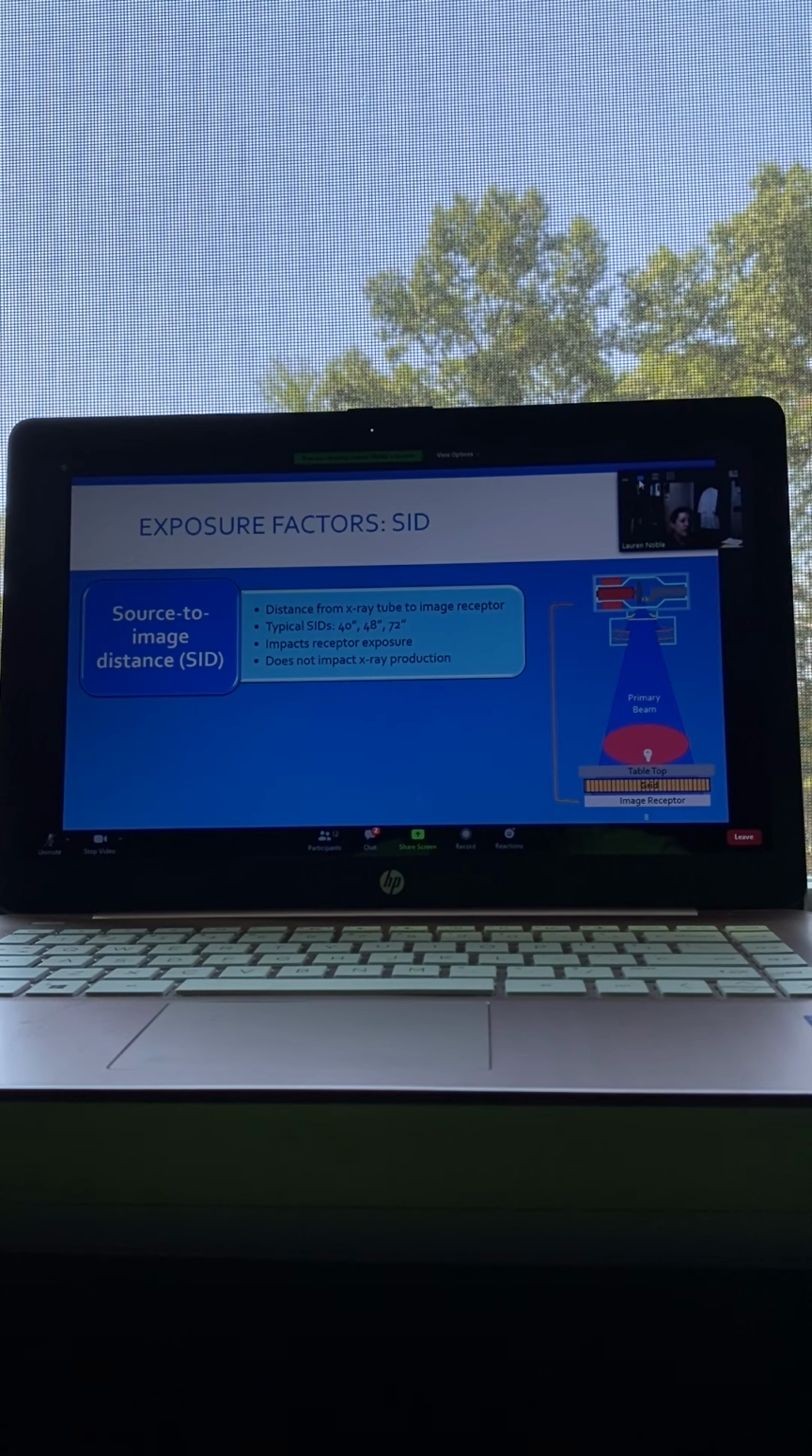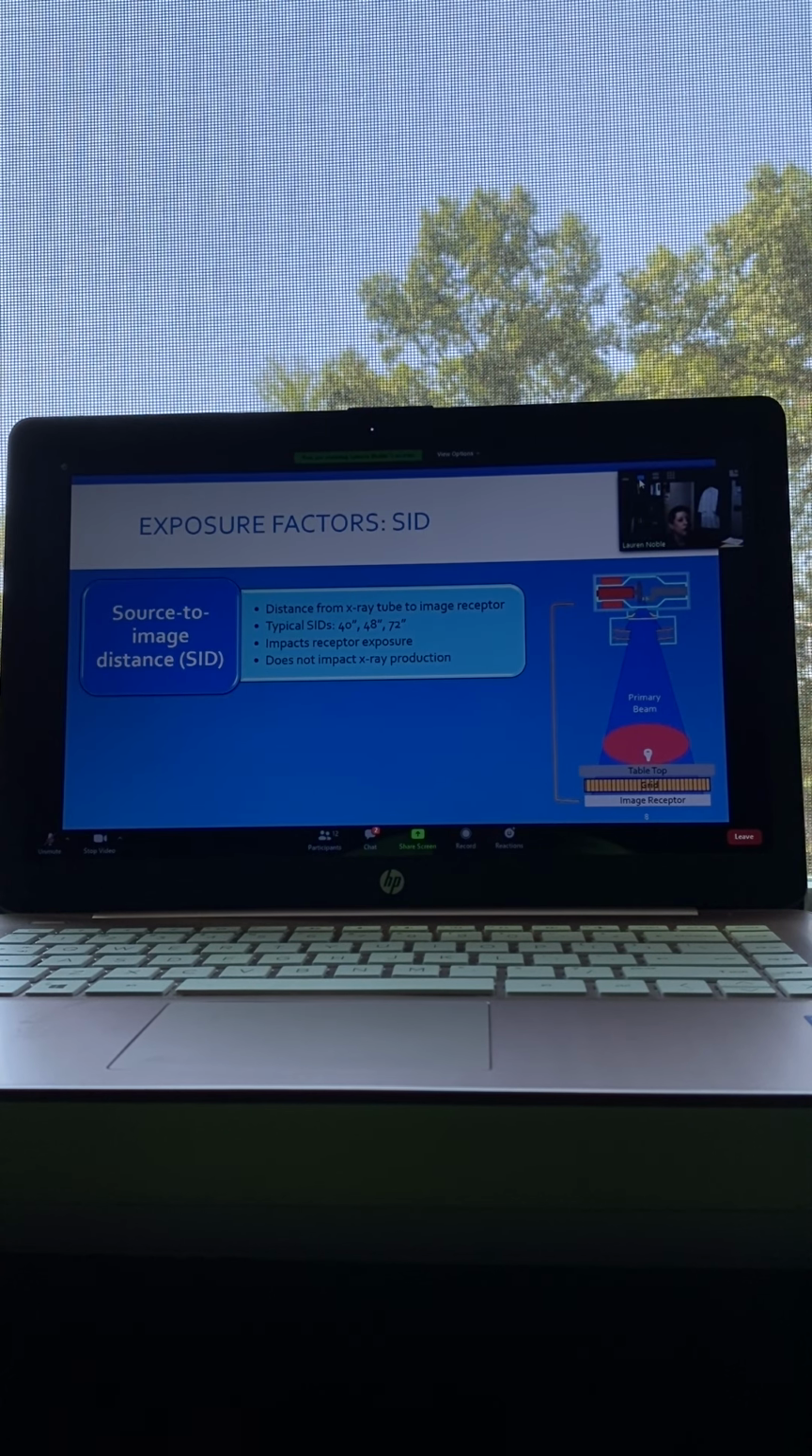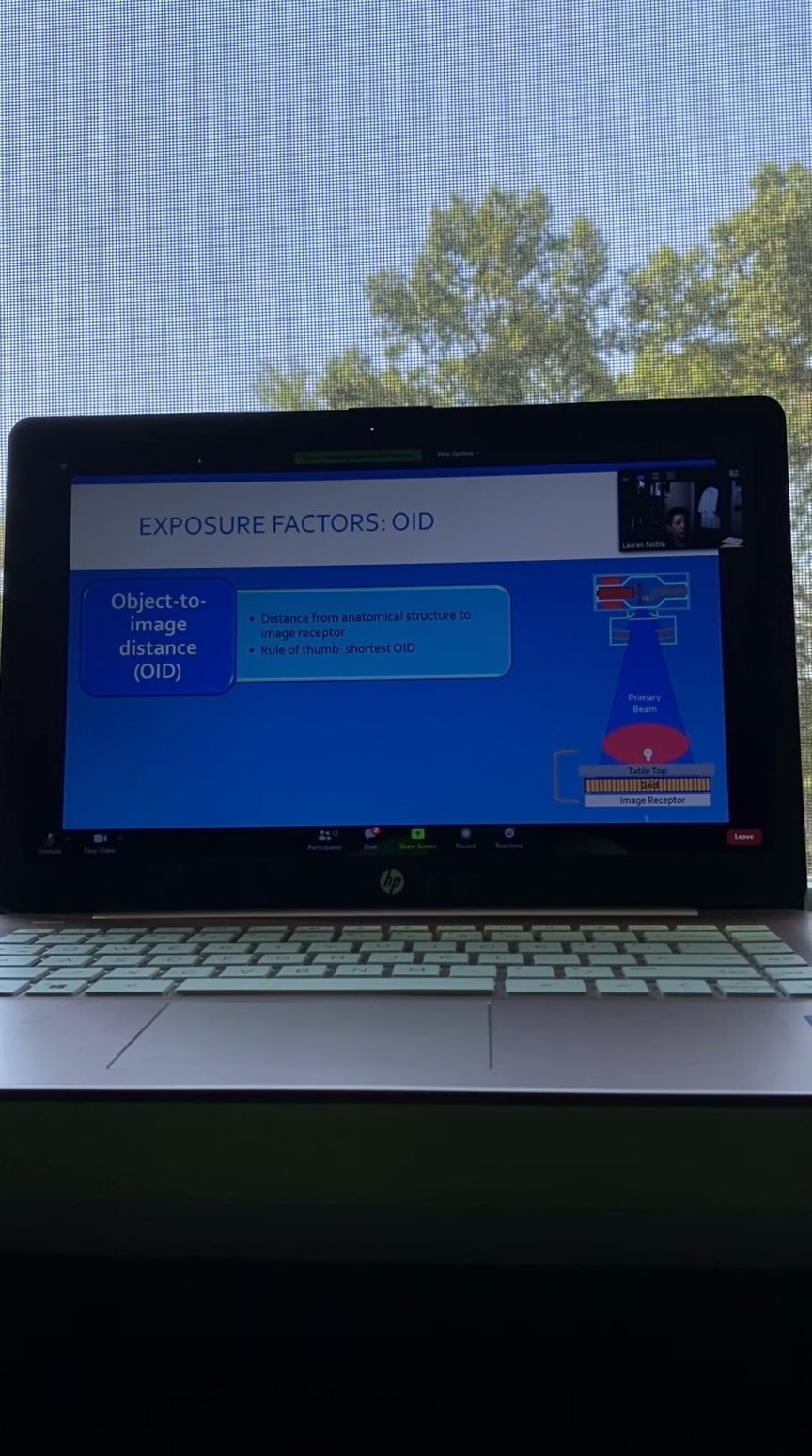Because remember, as distance increases, you still have the same number of photons. It's just that they're spread out over a larger area. So you have fewer photons per unit area. So SID only impacts receptor exposure, it does not impact what comes out of the tube. Right? So those factors were a review for you. Now we've got some other factors that we need to take a look at.